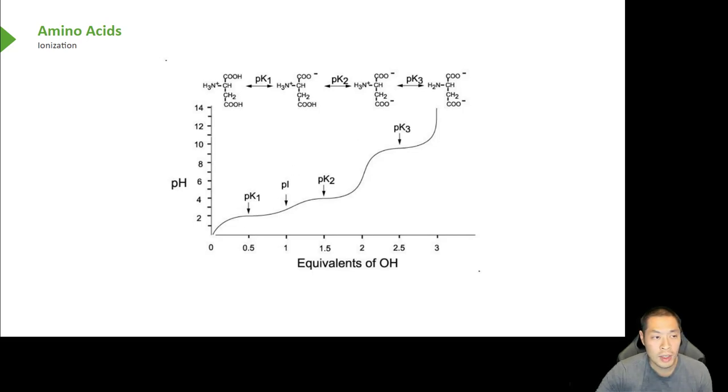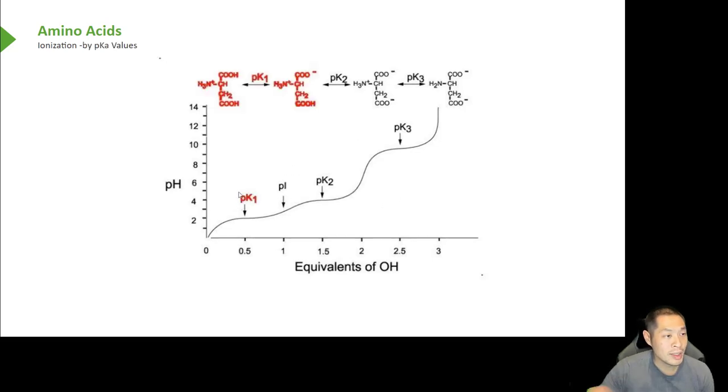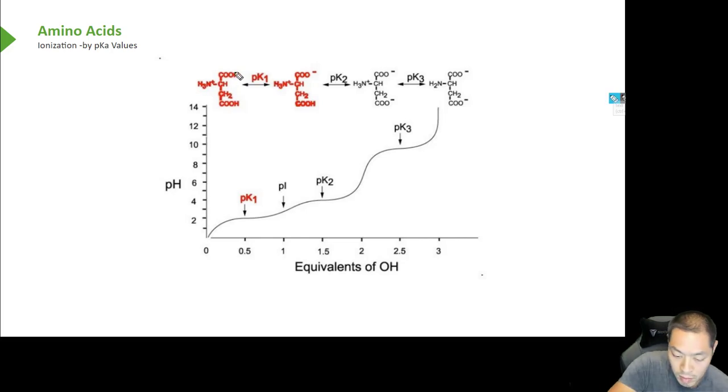So at pK1, this is where we're going to have a change. You'll notice right here, this OH is going to be removed. It's going to lose its protons. It's going to be COO minus. So at this pKa, what does that mean?